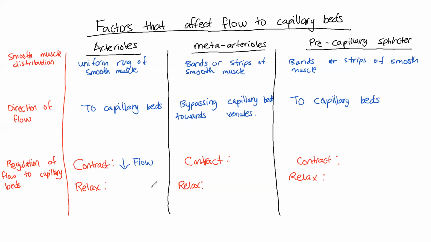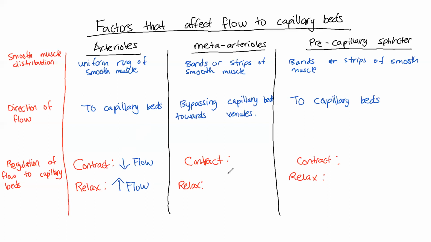What about if I relax those arterioles? And we're thinking about this uniform ring of smooth muscle being relaxed, right? Not the arterial lumen itself, but more specifically, the ring of smooth muscle. When that relaxes, would flow increase or decrease? Excellent, increase. So we're going to be the opposite, and as the resistance decreases, the flow would increase.